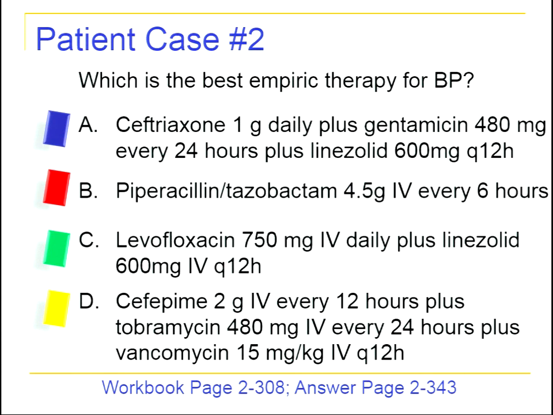So the question is, at this point, in this patient who has pneumonia, or we believe has pneumonia, what is the best empiric therapy for BP? Ceftriaxone plus gentamicin plus linezolid, piperacillin alone, levofloxacin plus linezolid, or cefepime plus tobramycin plus vancomycin?